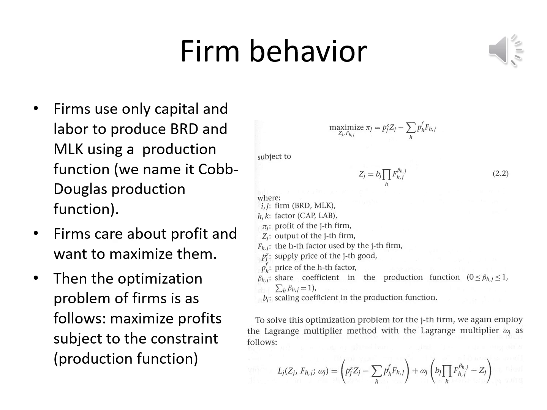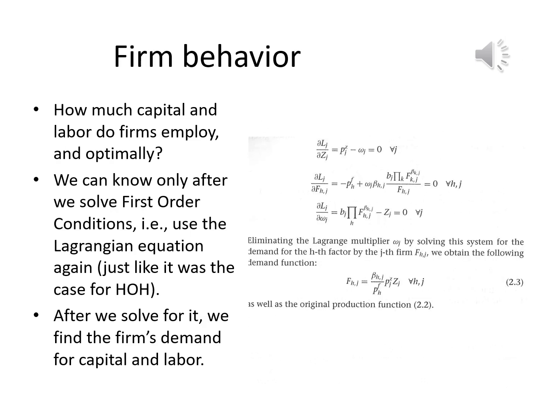So what's the result? That's in the next slide. When you solve the optimization problem for the firm, you get information about how much capital and how much labor they employ in production. But these are actually optimal amounts of labor and optimal amounts of capital.